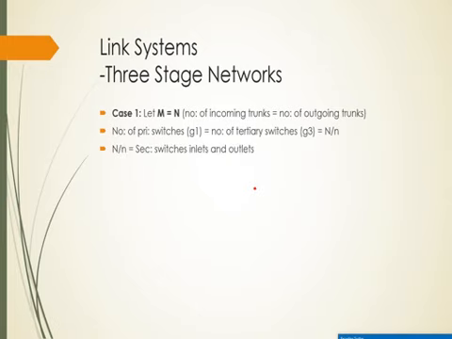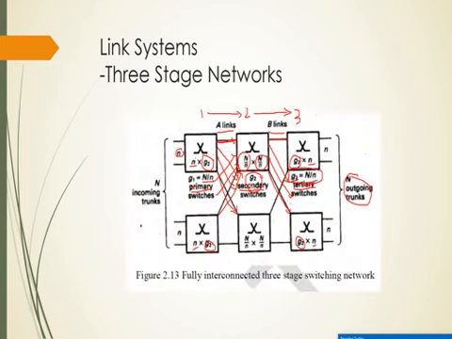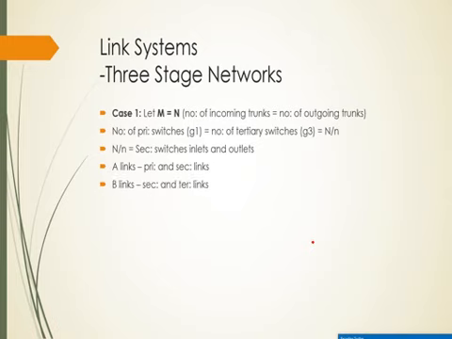Then n by n is the secondary switches' inlets and outlets. What this indicates is, here I'll be having n by n number of outlets and inlets, and at the other end we'll be having the inlets. Now regarding A links, they are between the primary and the secondary, and B links are the links present between the secondary and the tertiary, that is what we had discussed.